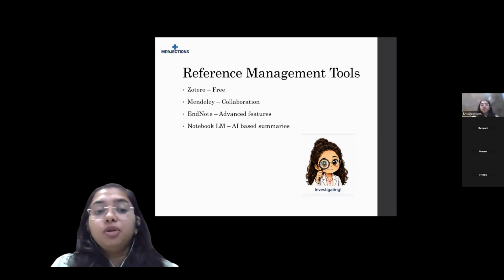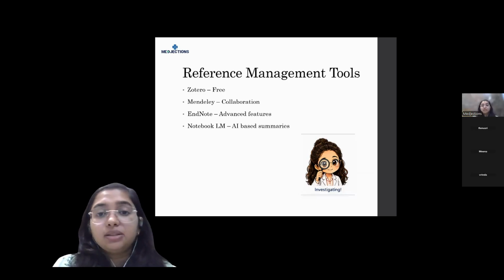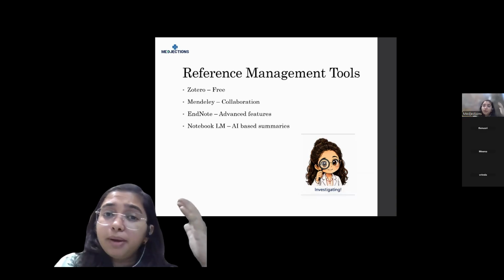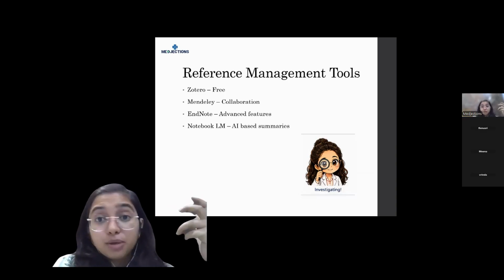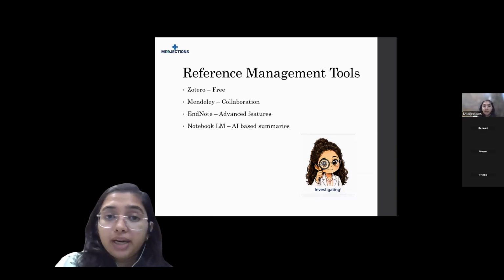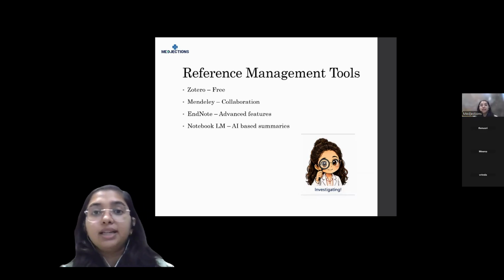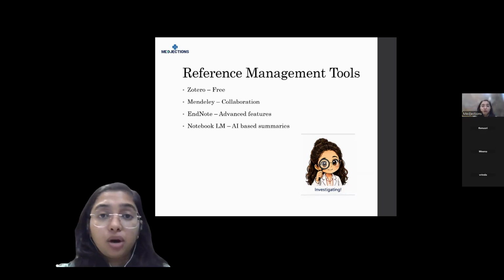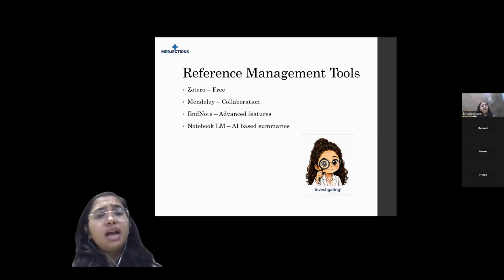The benefit of NotebookLM is that it provides you AI-based summaries. For example, there is one paper, and you cannot read the whole paper, and there are so many papers that sometimes we don't have that much time to read. So NotebookLM provides you AI-based summaries. You read that, you decide whether this paper is good for your paper or not, and accordingly you can ask questions there.